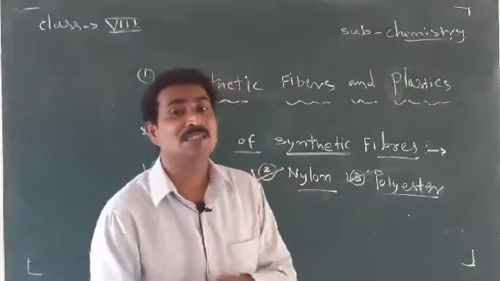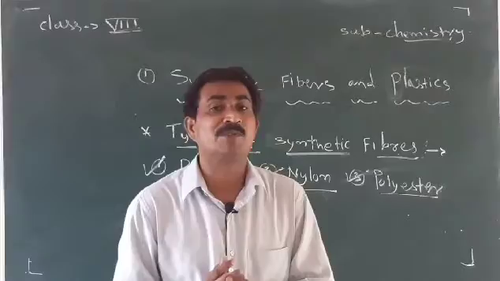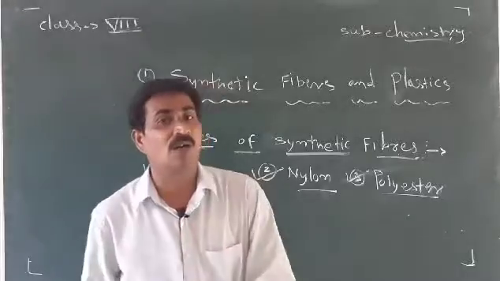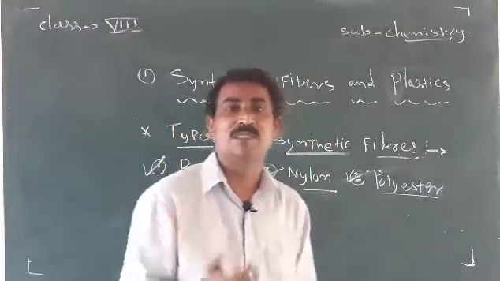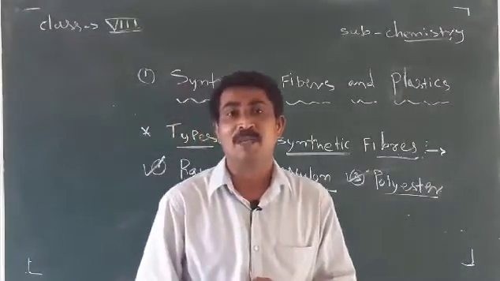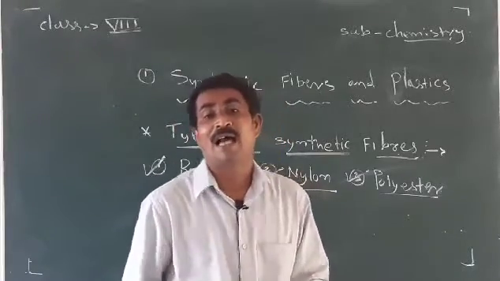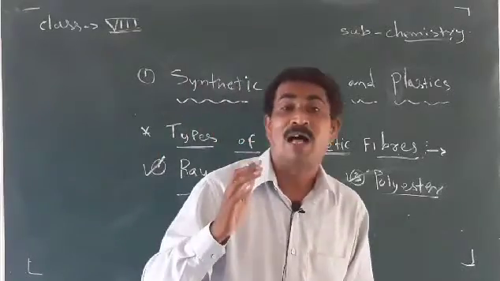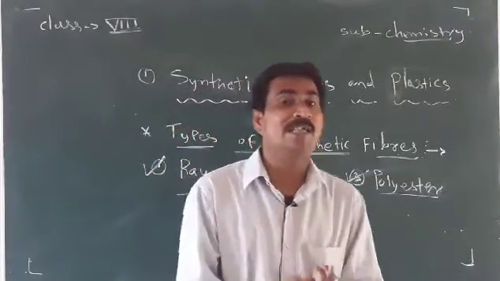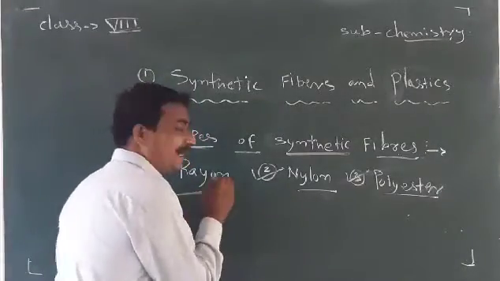The combination is done chemically. Examples where we can observe rayon: carpets, bed sheets, and satranji materials contain rayon fiber, because it is made from wood pulp. That is why these fibers are called artificial silk. Artificial means made or created by humans. So next, we learned about rayon fibers.